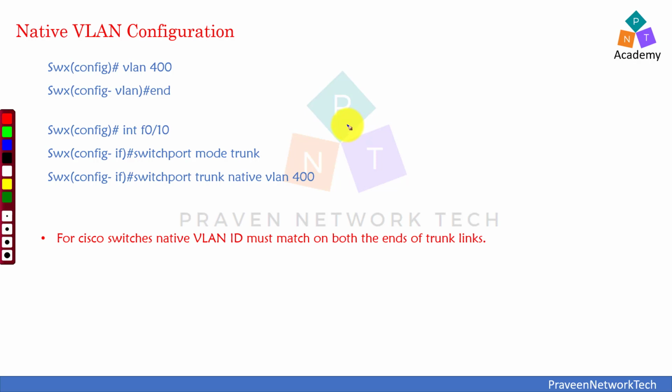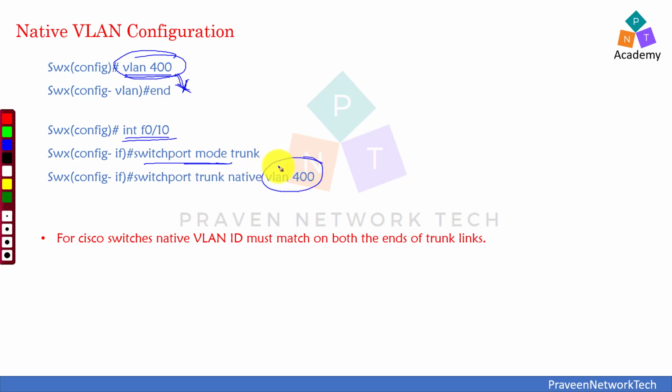It is a simple and straightforward configuration for native VLANs. In general, you will create VLAN 400, and this VLAN you should not use anywhere in your network. Then log on to the interface F0/10, set switchport mode trunk, and say switchport trunk native vlan 400.